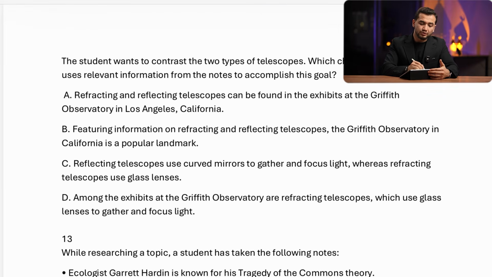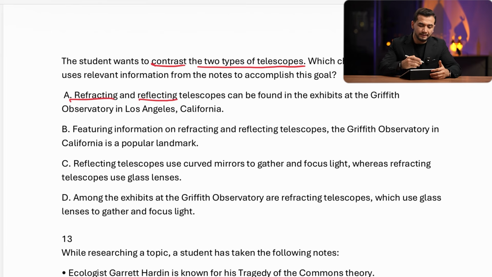The student wants to contrast the two types of telescopes, guys. Here we have to show the contrasting part of two telescopes. We have to kind of compare, right? And show the differences. So what are the keywords for differences, for comparison, for contrasting? So keywords will be like whereas, while, sometimes on the other hand.